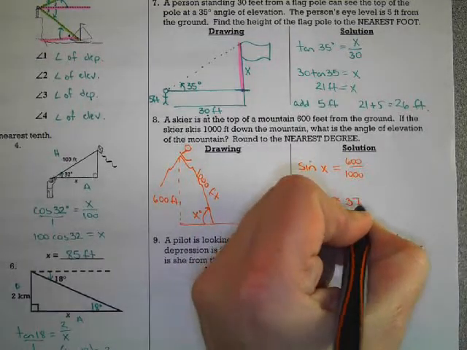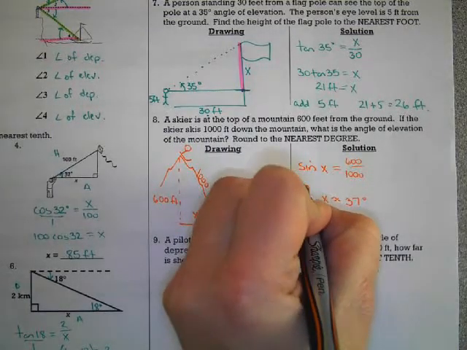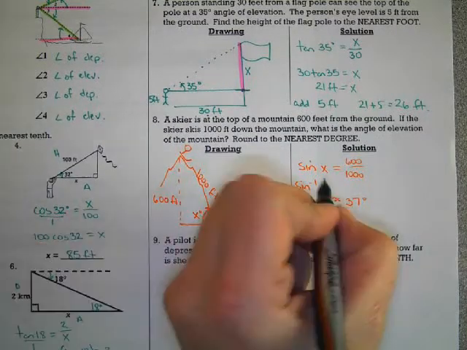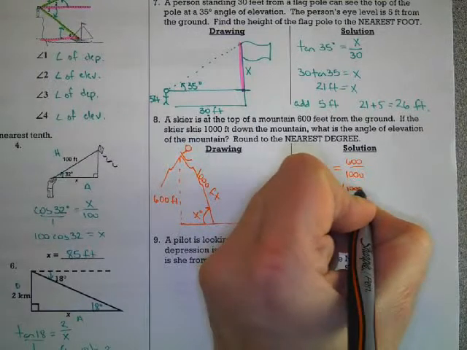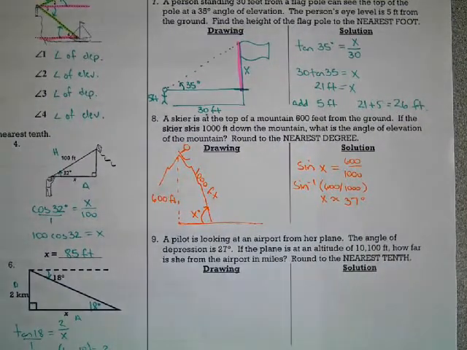37 degrees. So you type in the second key, and then the 600 divided by 1,000. So our missing angle would be 37 degrees. Pretty steep.